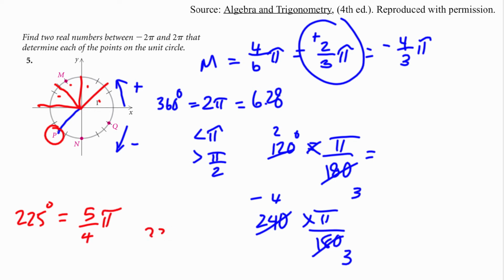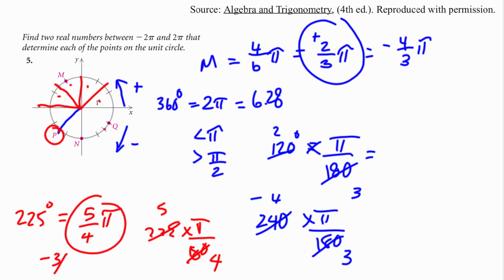And again, you can do the 225 times pi over 180. 45 goes into there 5 times, 45 goes in there 4 times. You're going to get the same thing. If you go backwards, it'd be 1, 2, 3. So it'd be negative 3/4 pi if you went backwards.